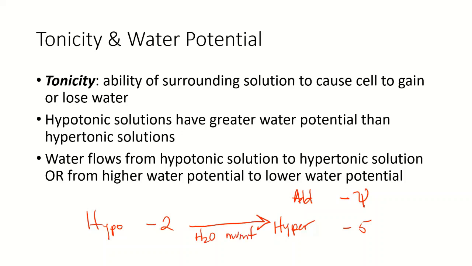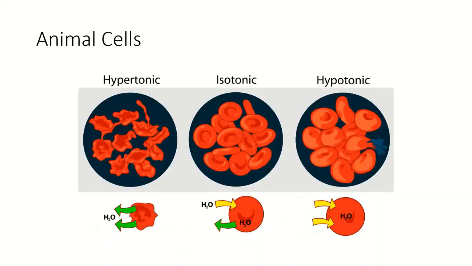So it would go from the hypotonic solution to the hypertonic solution. This is just showing you animal cells and what happens in each of those solutions again. If we relate it back to our tonicity, these tonic terms are always comparative. So we have a solution that's hypertonic compared to another solution, because hyper and hypo mean more and less.